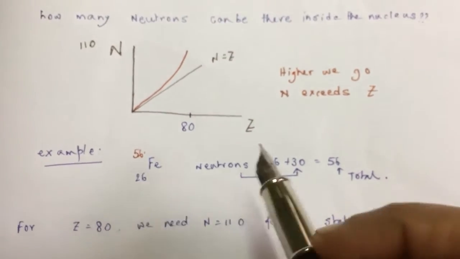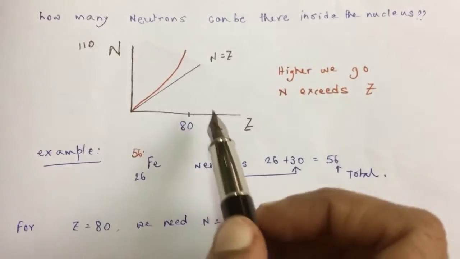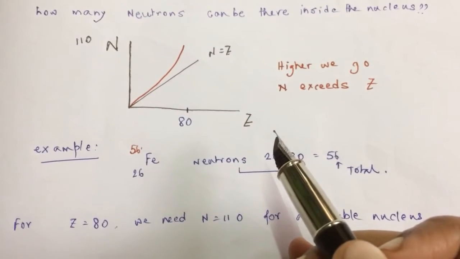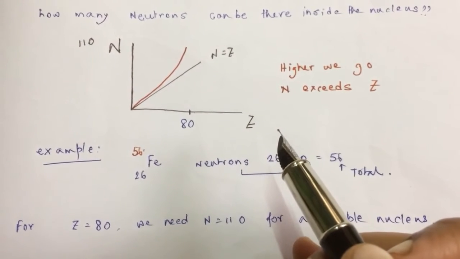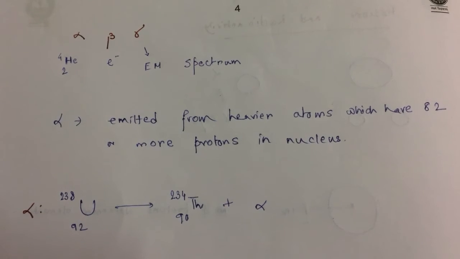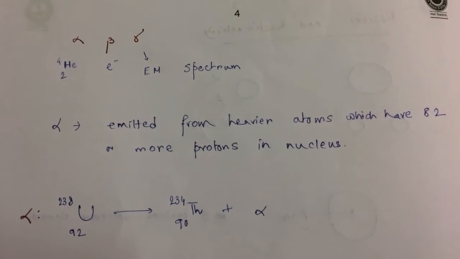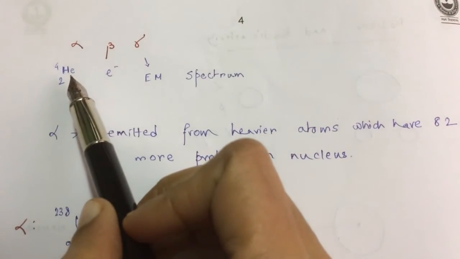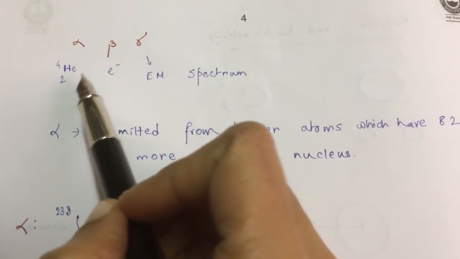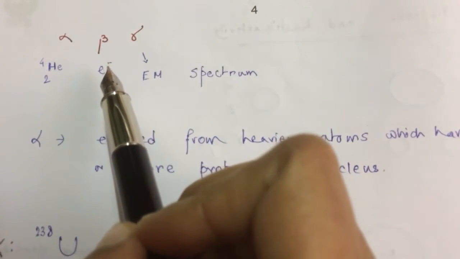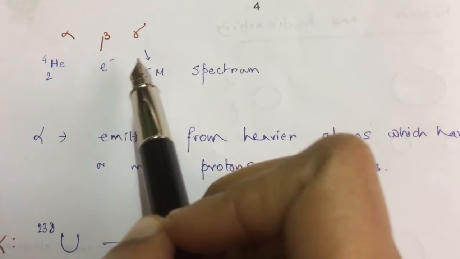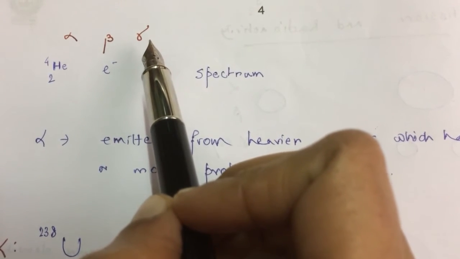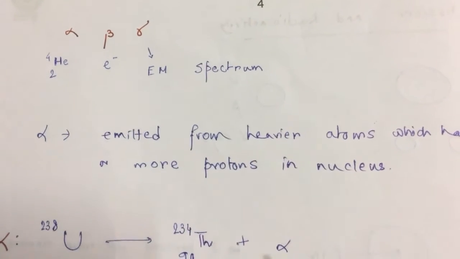So now we need to find out the number of neutrons and what is the type of radioactivity in which the alpha, beta and gamma ray emission occurs. Three types of things will come out as a result of radioactivity. One is alpha, which is a helium nucleus. It contains 2 protons and 2 neutrons. Other is beta, which is a negatively charged electron. And this one is the gamma ray, which is a portion of the electromagnetic spectrum.